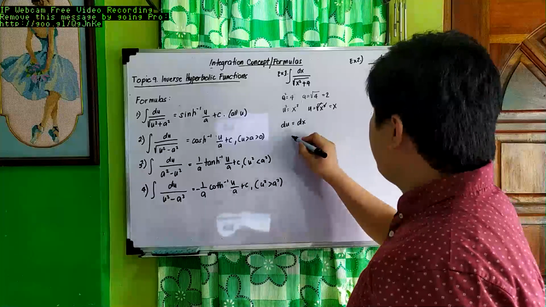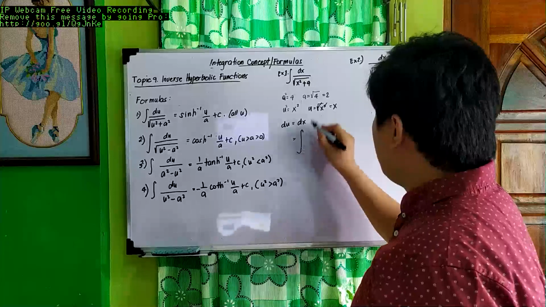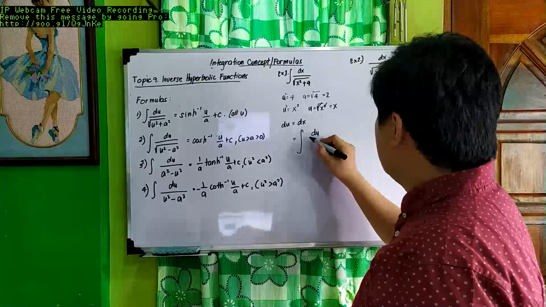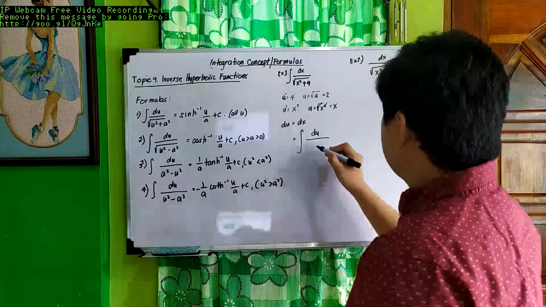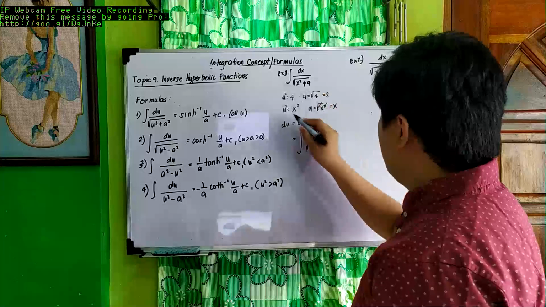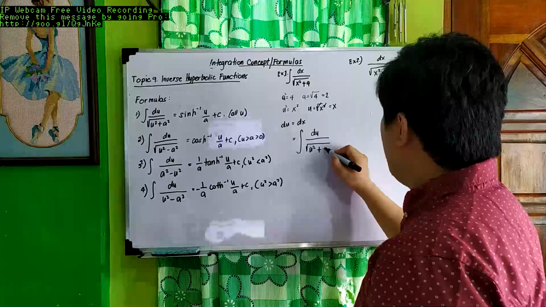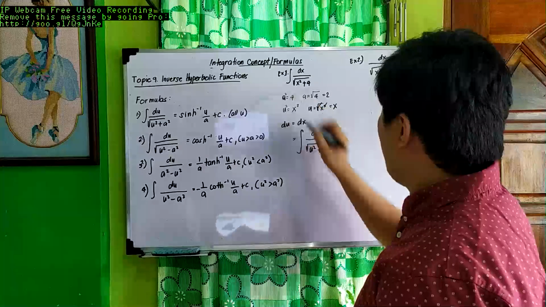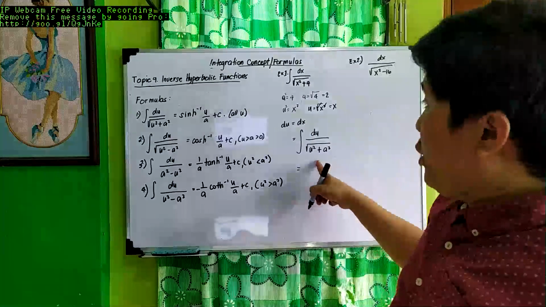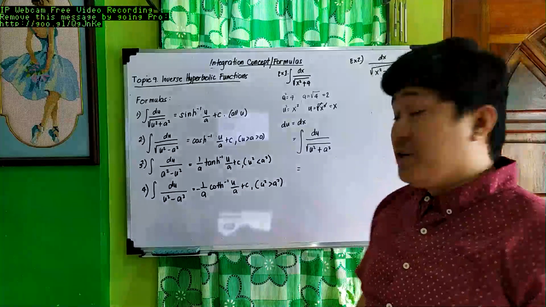So we have simply, what is our dx? That's still du, over the square root of u squared plus a squared, that is 4. And clearly, this is formula number 1 for inverse hyperbolic functions.